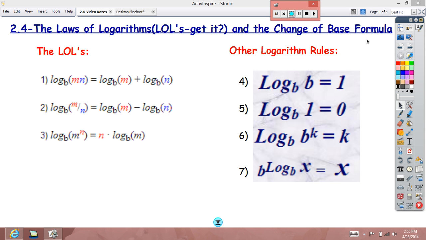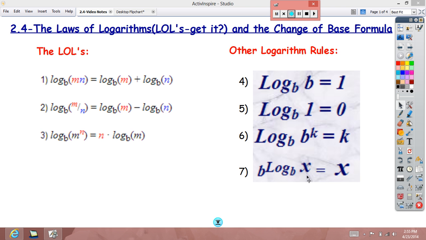So we're going to talk about the laws first, and all the 7 major ones are here. The actual laws, the LOLs, are these 3, and these are mainly what we're going to be working with. But I wanted to point these out as well. I don't really make a big deal about these because you can figure them out by working out exponential equations like we've done already in 2.1 to 2.3. But I'll just point them out.